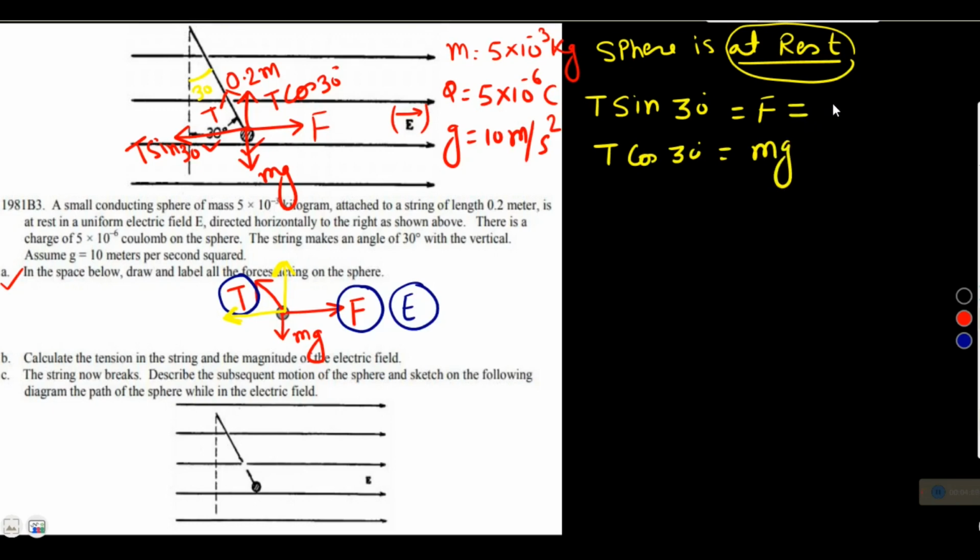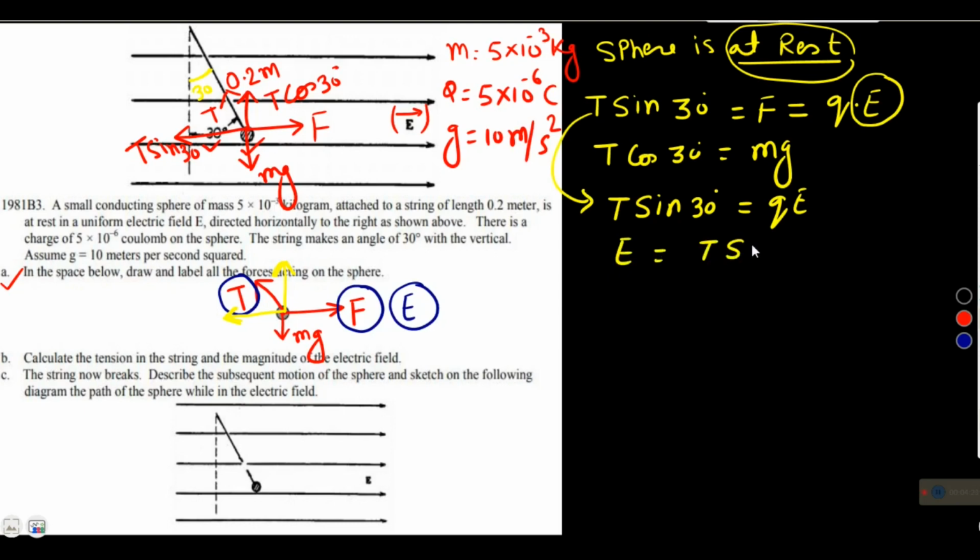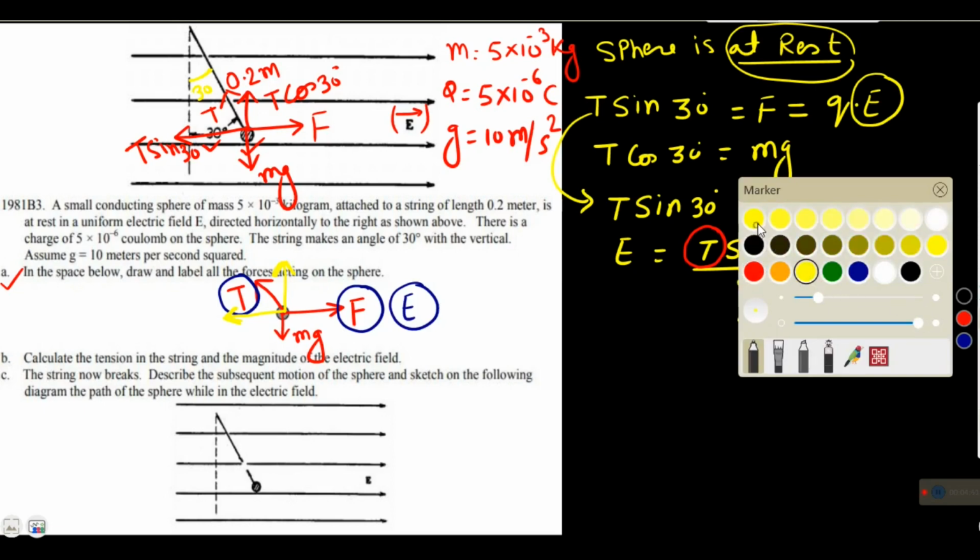And this force can be written as, we know the formula of force in the uniform electric field, that is Q into E, and we have to find this E, right? So from this expression we can write T sin 30 degrees is equal to QE, right? So our E will be equal to T sin 30 divided by Q. Please see, we know the value of Q, it is given, right? Sin 30 is known. We have to find only the value of this tension. If we can find the value of this T, we can calculate our answer, right?